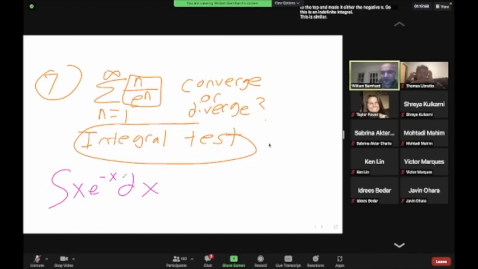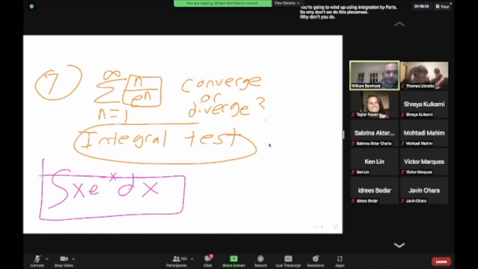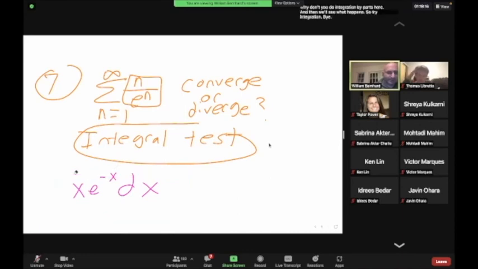This is similar to what you had on the midterm. The only difference now is you can't use u substitution. You're going to wind up using integration by parts. So why don't we do this piecemeal? Why don't you do integration by parts here, and then we'll see what happens. So try integration by parts here, just on this guy, and then we'll make progress towards the end of the question.